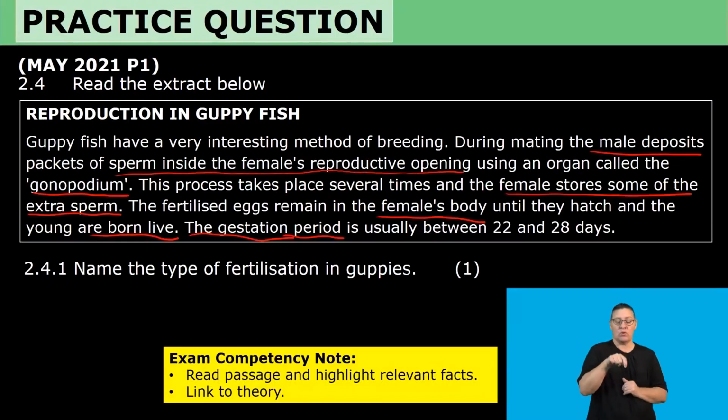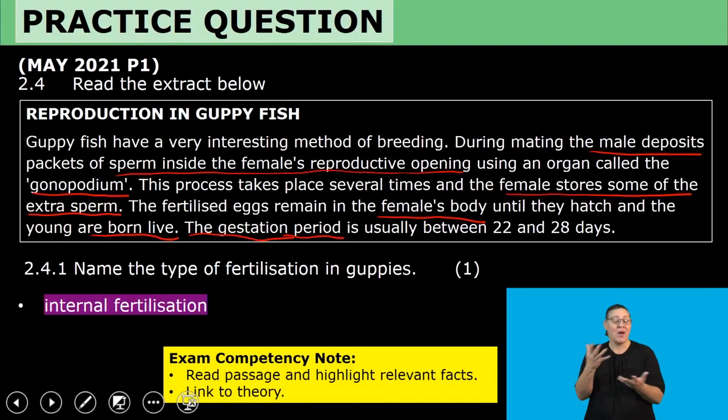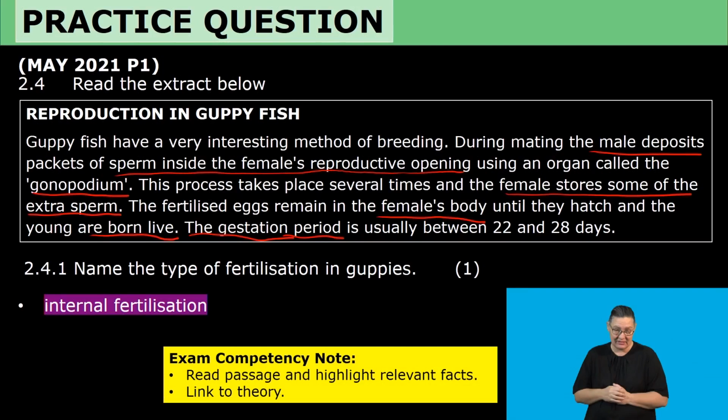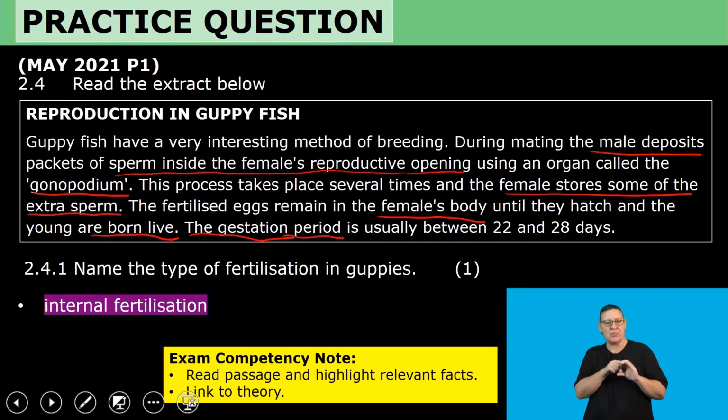I'm underlining, as you underline the highlighted areas of your stem. 2.4.1, that's the first question. Name the type of fertilization in guppies. 1 mark. It's internal fertilization, as you have seen from the stem.